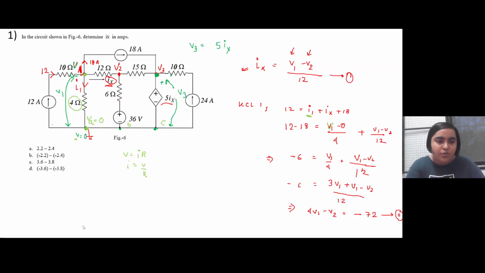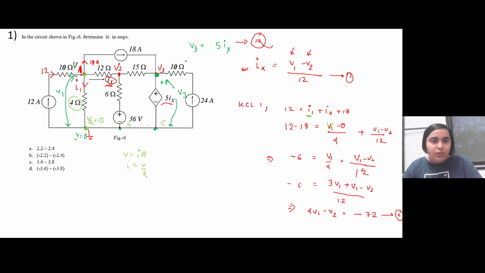Okay. So now we have another equation, that V3 is equal to 5ix. This is equation 3.